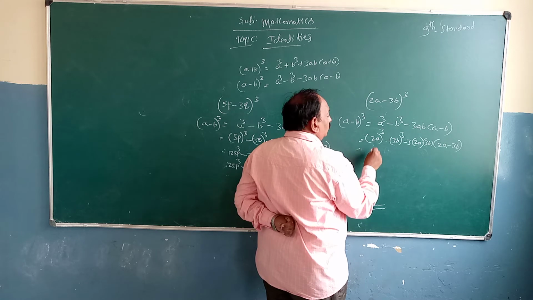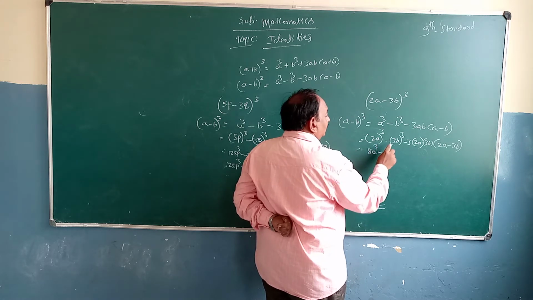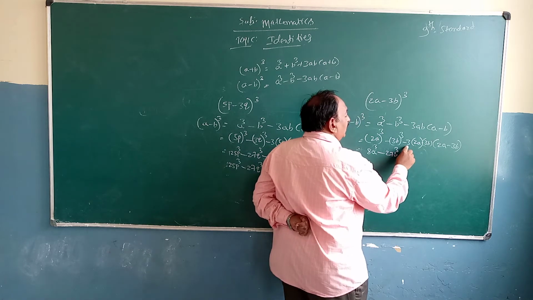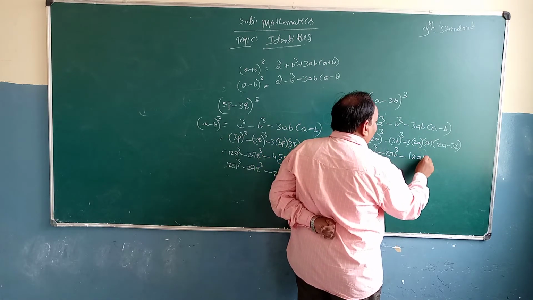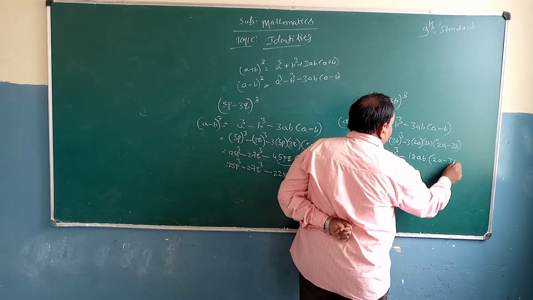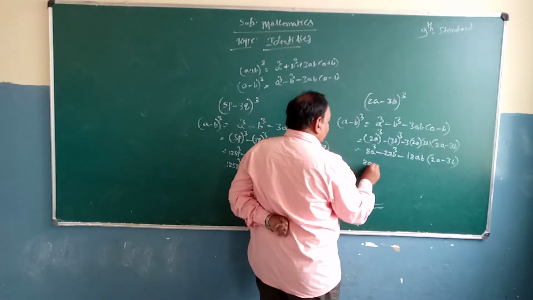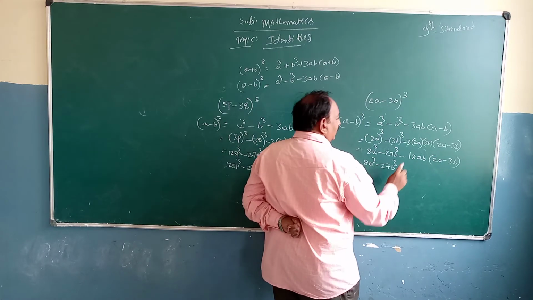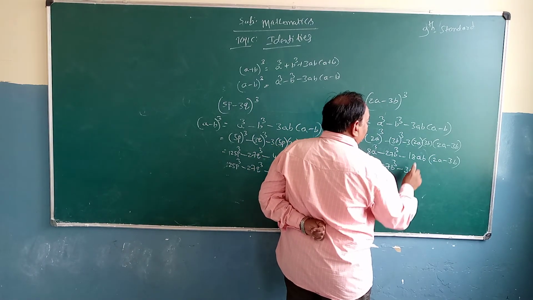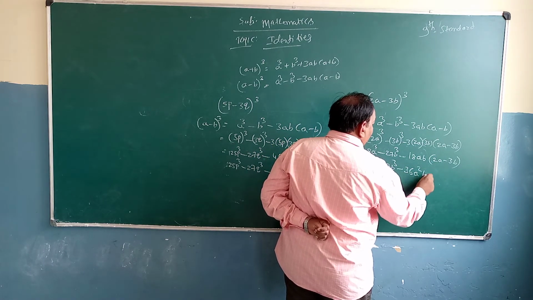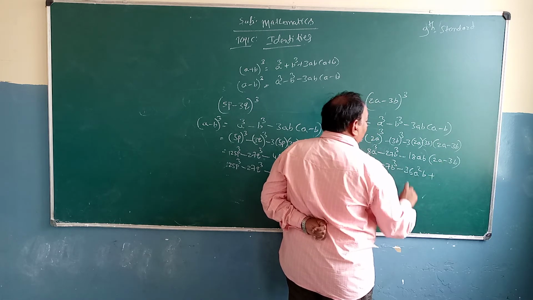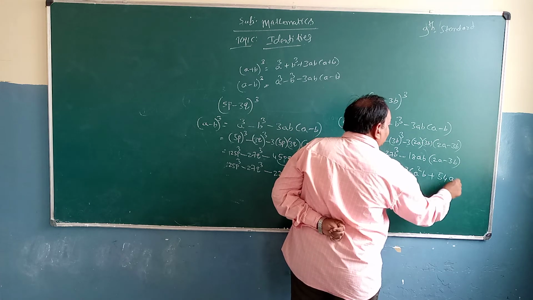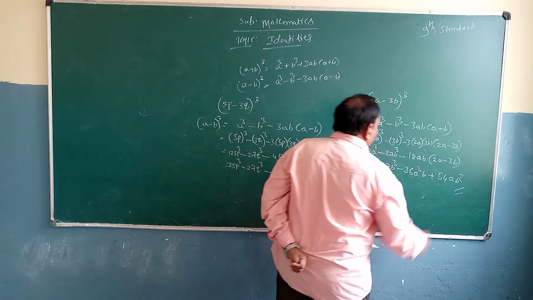2a is multiplied by 3 times. 2 2s are 4, 4 2s are 8 a cube. 3 3s are 9, 9 3s are 27 b cube. 3 2s are 6, 6 3s are 18 ab into 2a minus 3b. 8 a cube, 27 b cube plus, into minus minus. 18 2s are 36, a into a square b, minus into minus plus. 18 3s are 54, a as it is, b into b square.